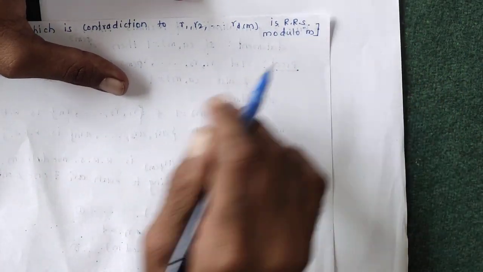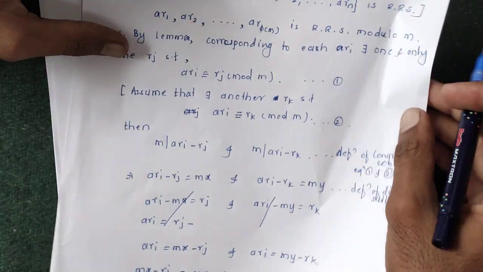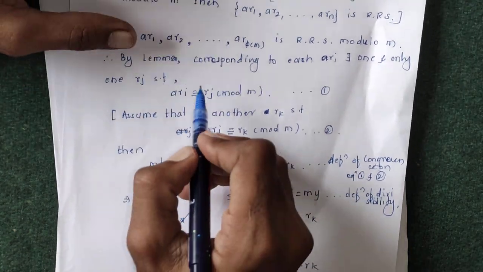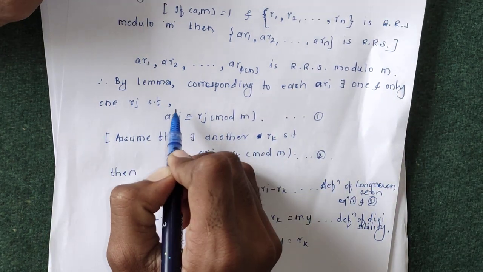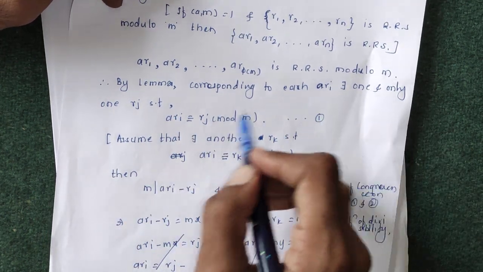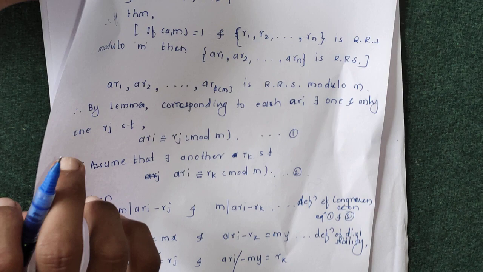So this is the proof that corresponding to each aRi there exists one and only one Rj. If for each aRi there exists some other Rk, then we get a contradiction.